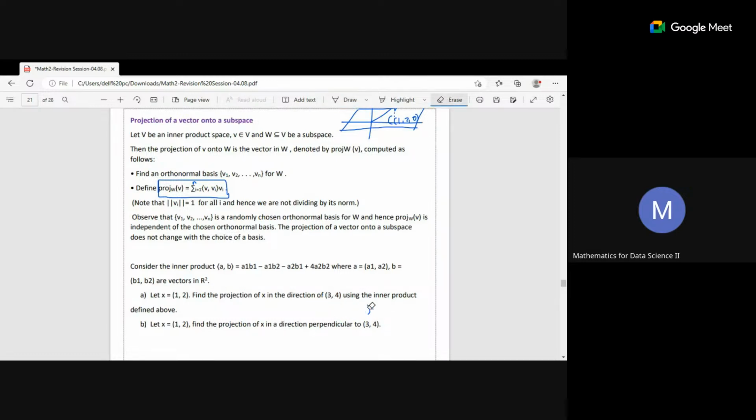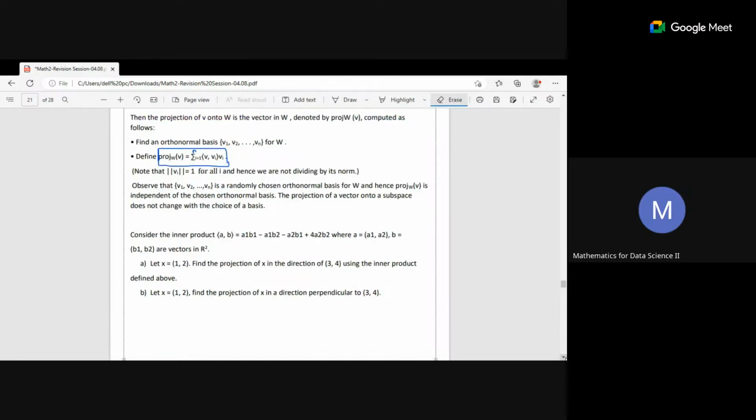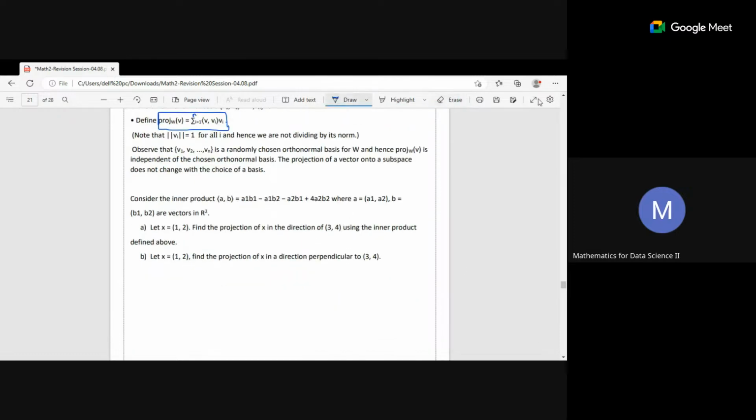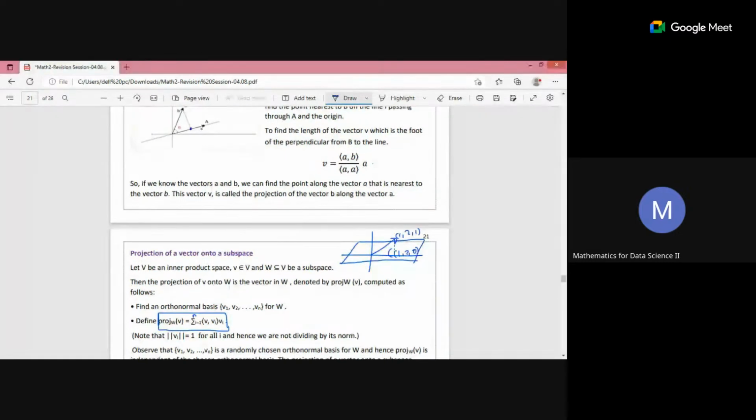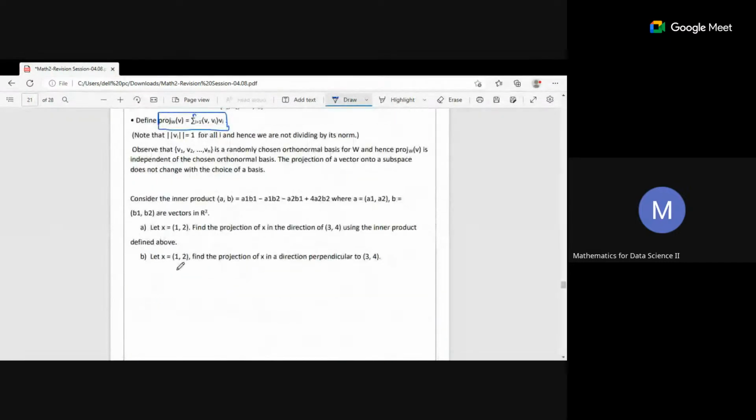Here it is just one vector, so you can easily use this formula. This is the projection of B onto A. Projection of B onto A is given by inner product A comma B by inner product A comma A into A. So here your A is 1, 2 and B is 3, 4.